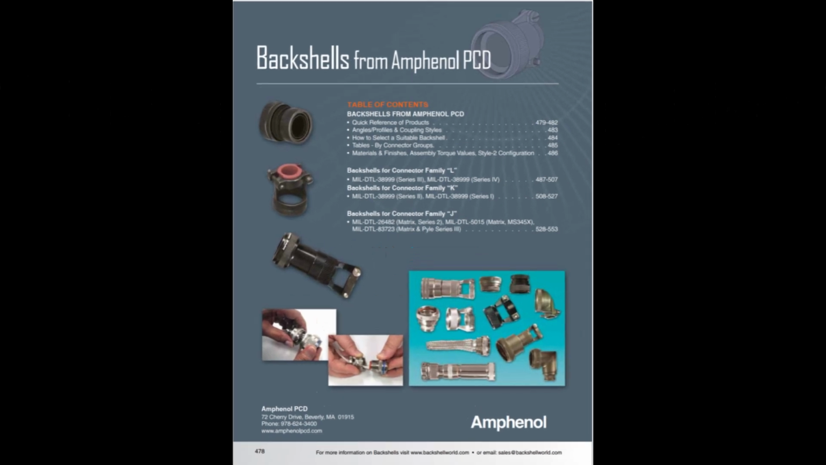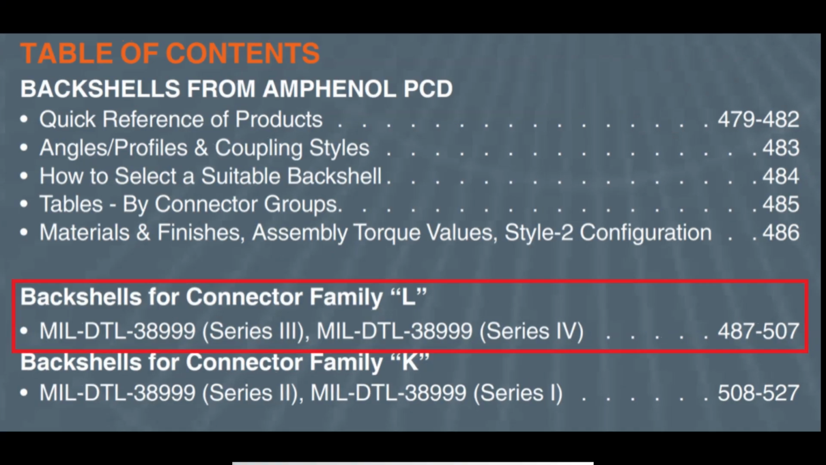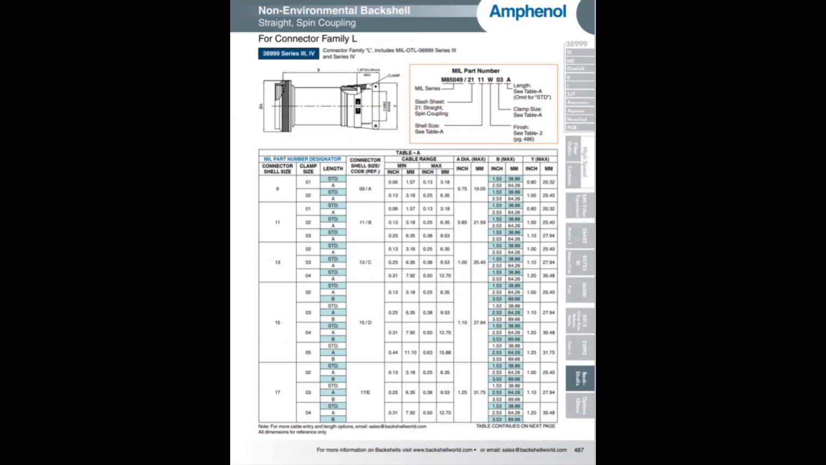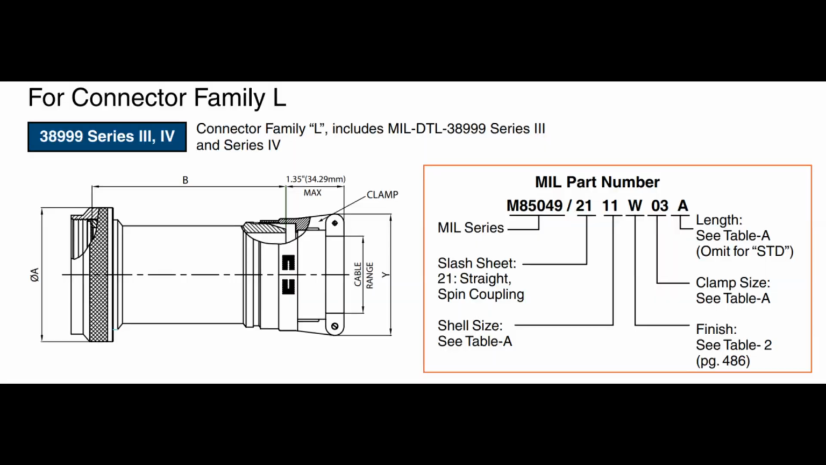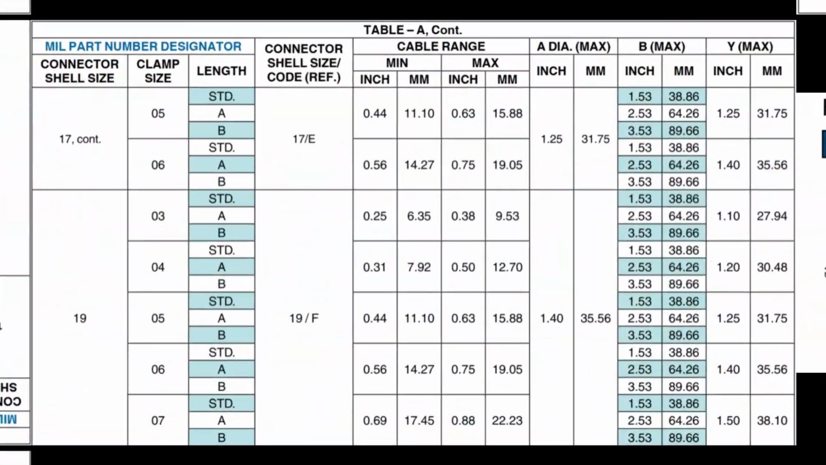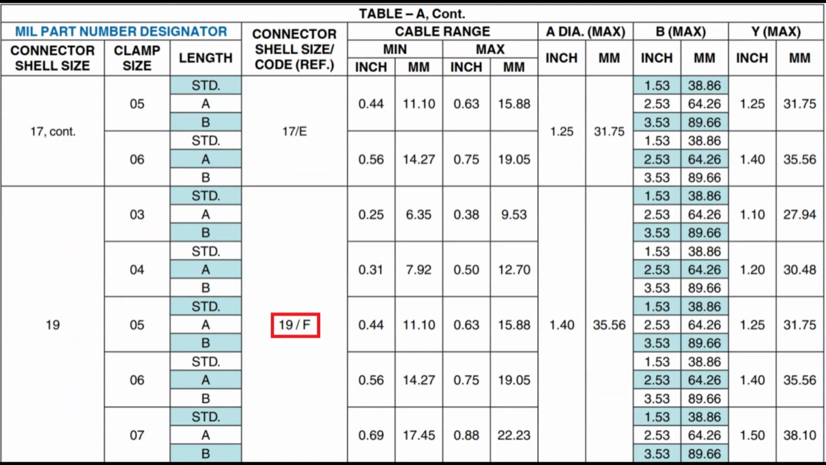Let's take a look at the Amphenol Backshells catalog. According to the table of contents, we can configure backshells for our Series 3 connectors between pages 487 and 507. Starting on page 487, we see that for MIL Series straight connector, the part number begins with M85049/21. The next step is to select the appropriate shell size. In this example, we're working with a connector that has a shell size of 19.